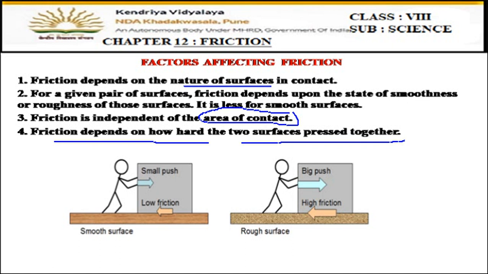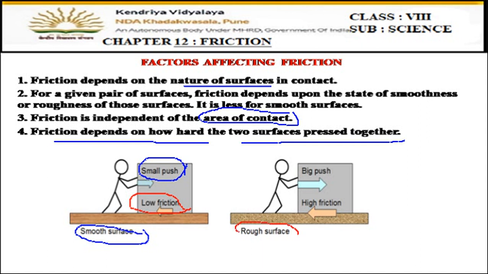So now you can see here that the surface is a smooth surface, so a person is pushing it, and only a small push is needed. Why is a small push needed? Because there is a smooth surface. Smooth surface means less interlocking, and less interlocking means low friction. And if the friction is less, then with less force only the box can be moved easily.